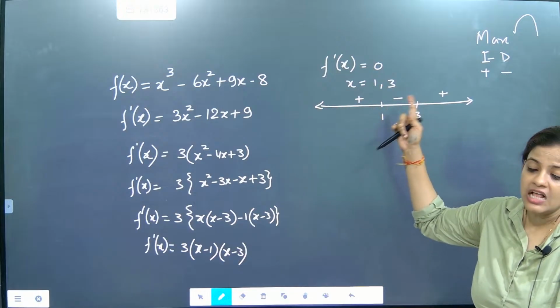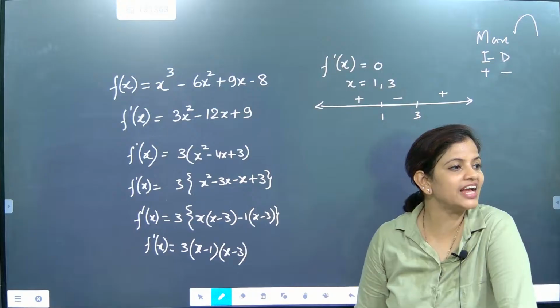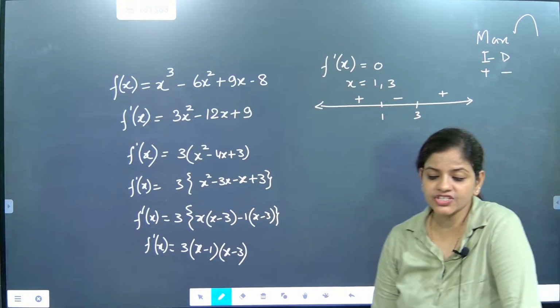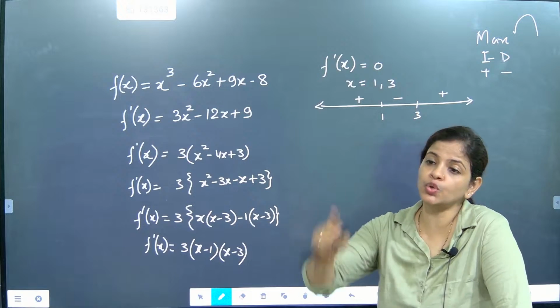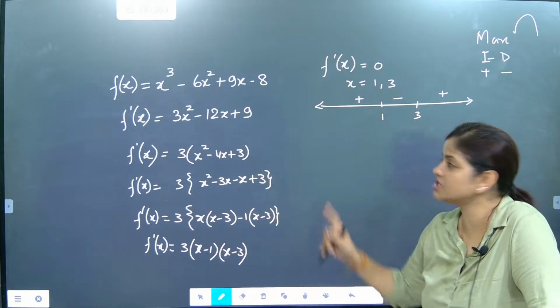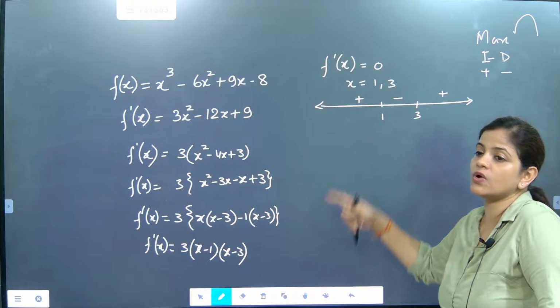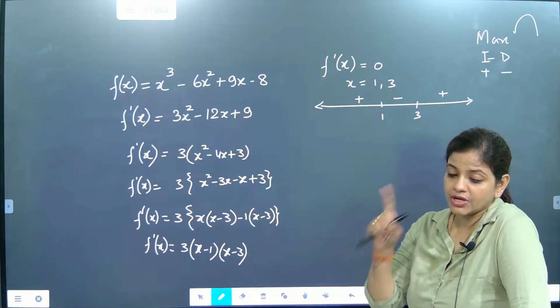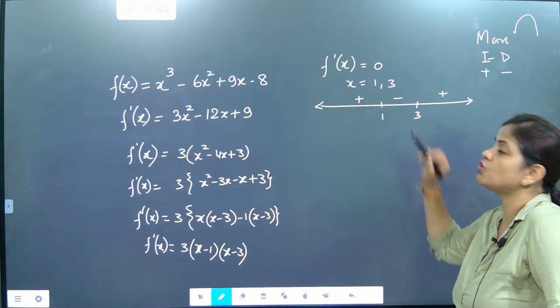Rohit, are you understanding? Left side is plus and right side is minus. So this section is coming plus to minus. So when we are talking about plus to minus, increase to decrease, X is equal to 1 is a case of local maxima. Why, beta? Because here you are getting plus to minus.